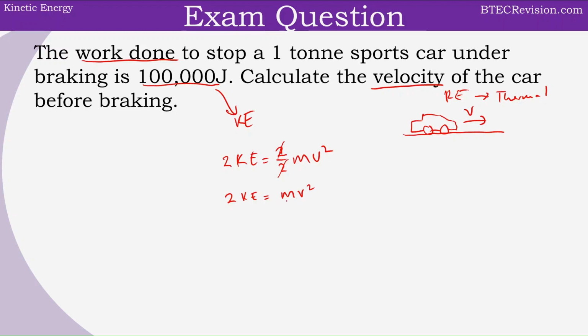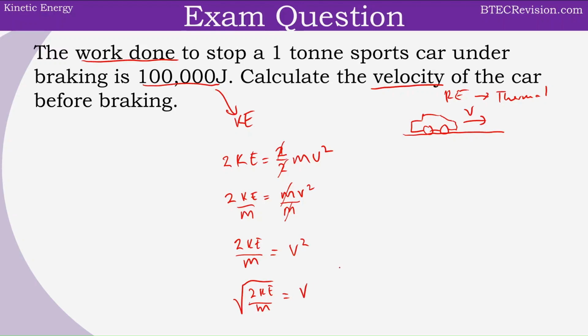Next, we can see we want to move over the mass. So we divide both sides by mass. The masses cancel out. So we're left with 2 kinetic energy over mass equals velocity squared. Now, how do we get velocity on its own? We can see it's velocity squared. So we'll have to square root that. And therefore, we'll have to square root the other side. So that would give us square root of 2 kinetic energy over mass equals velocity.